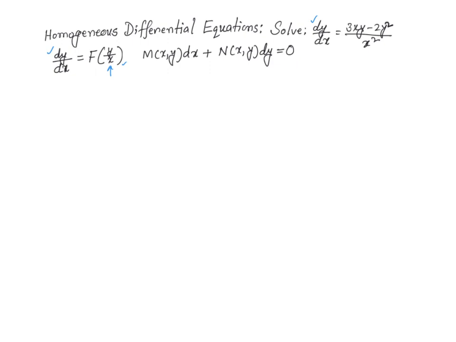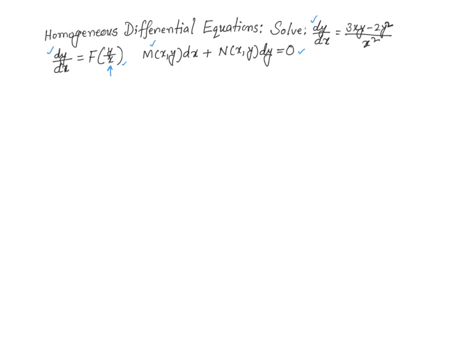Another way of defining the same thing is M of x comma y times dx plus N of x comma y times dy is equal to 0, where M and N both are homogeneous functions and have the same degree. If that condition is satisfied, then this is a homogeneous differential equation. Now let's go ahead and solve this problem.